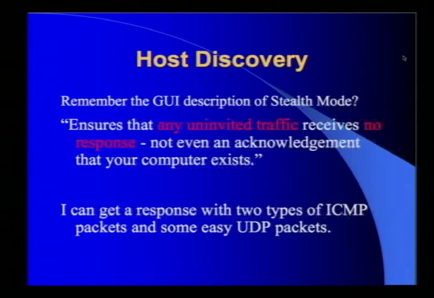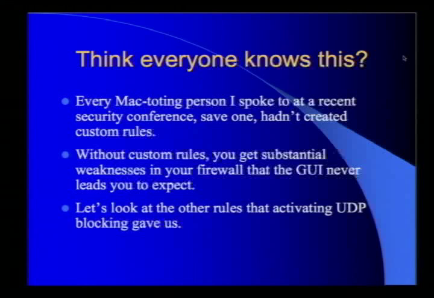Anyway. So I want to underscore this one more time. Remember the GUI description of stealth mode? Any uninvited traffic, no response? I can get a response with two types of ICMP packets at least. I can do it with a whole bunch of different UDP packets. I'm getting responses. Okay, now this all seems really basic. You're like, Jay, I got my Mac. I immediately investigated the firewall rule set, and I put in my own custom rules, right? And what are you even talking about? And I will tell you.